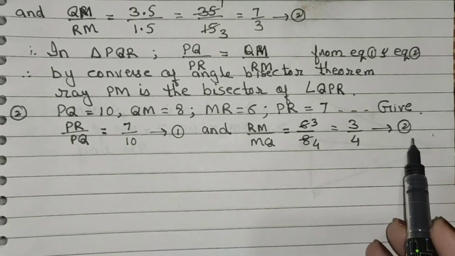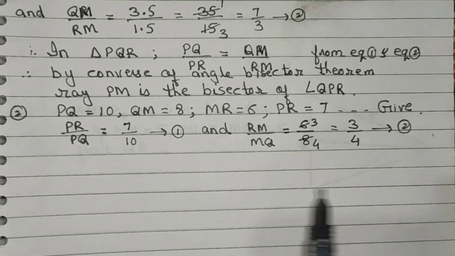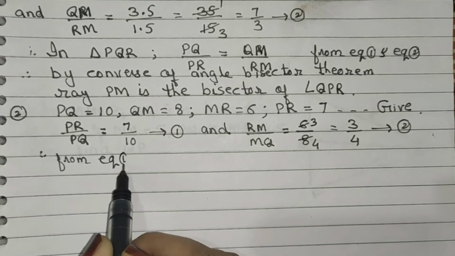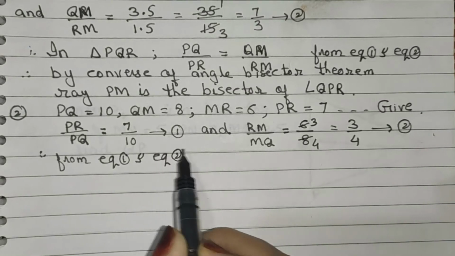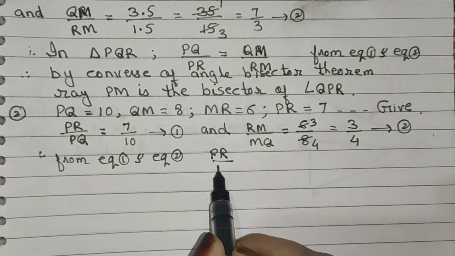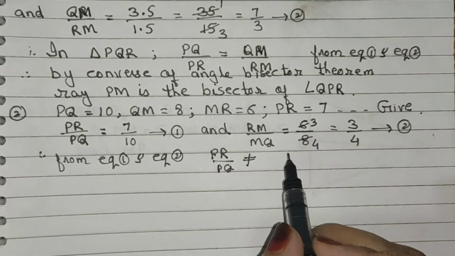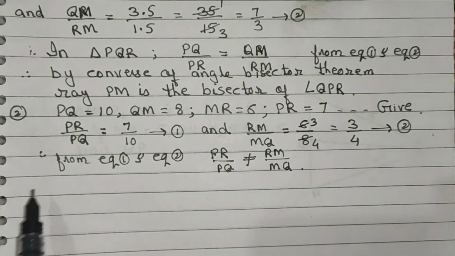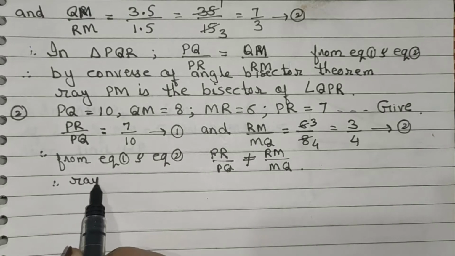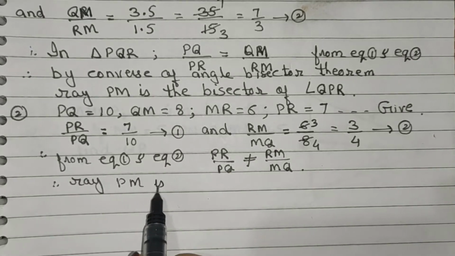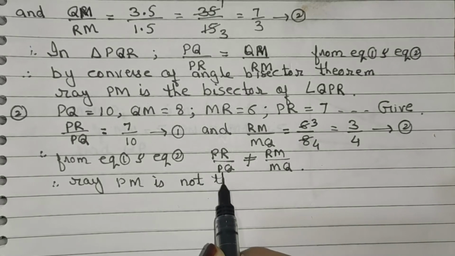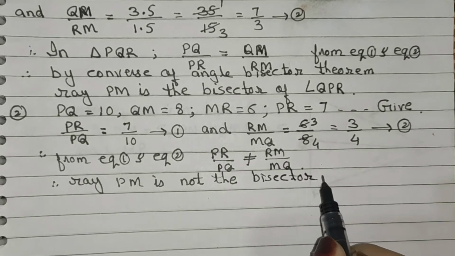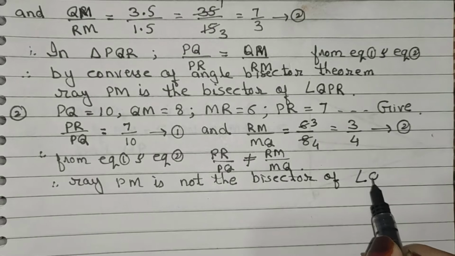Now look at equation 1 and equation 2. Both are different here. Therefore from equation 1 and equation 2, PR upon PQ is not equal to RM upon MQ. Therefore ray PM is not the bisector of angle QPR.